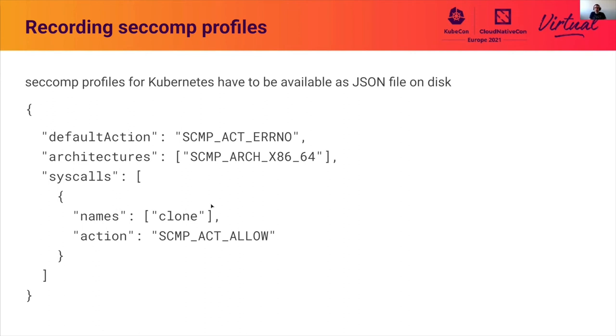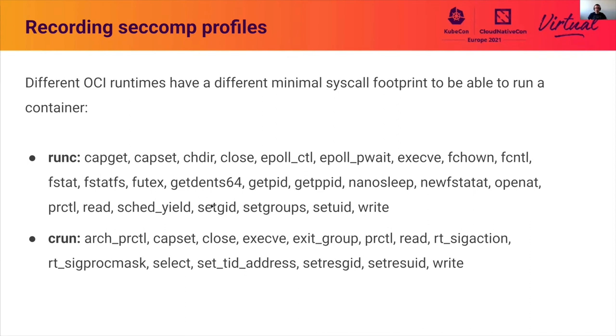This has a major drawback, because different OCI runtimes have different minimal syscalls in their footprint to actually be able to run a container. So runc, for example, has this list of syscalls. And if we compare it to the list of syscalls for crun, which is a complementary runtime written in C, then we can see that they actually differ. So this is also not ensured by every version of them. So it could change for a version release for runc, and it can also change with a new release for crun.